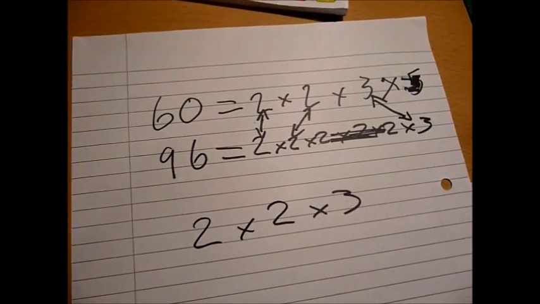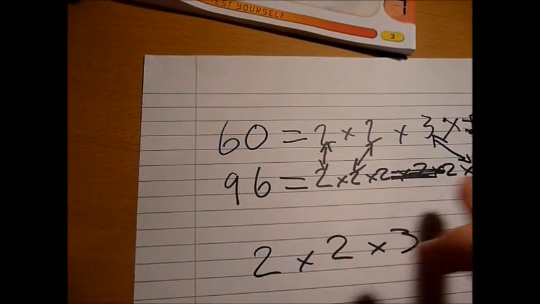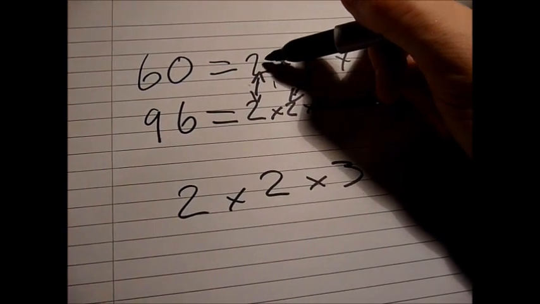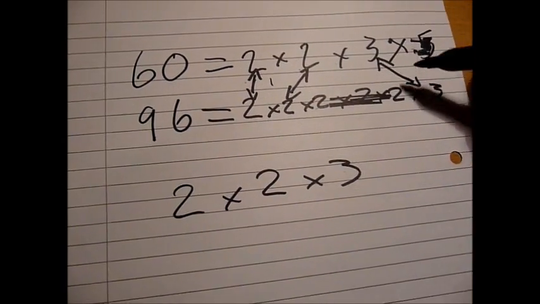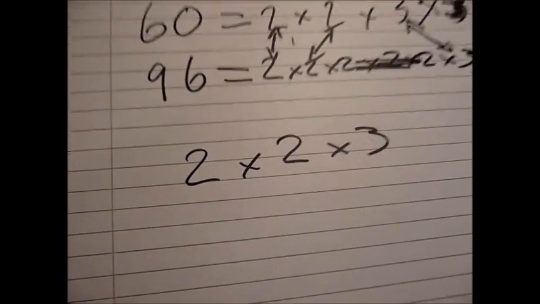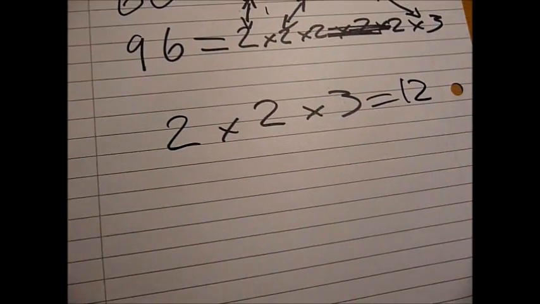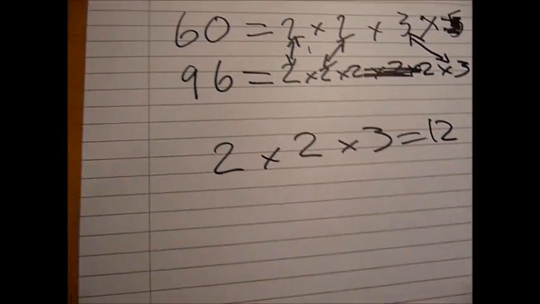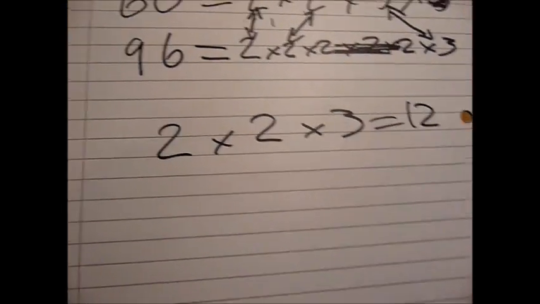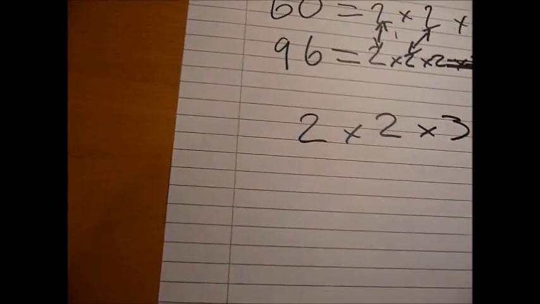You times the numbers they have in common together, but you wouldn't do 2 times 2 times 2 times 2 times 3 times 3. You would just do one line. So that equals 12. So the highest common factor of 60 and 96 is 12. I hope that's clear. Now we're going to do lowest common multiples.